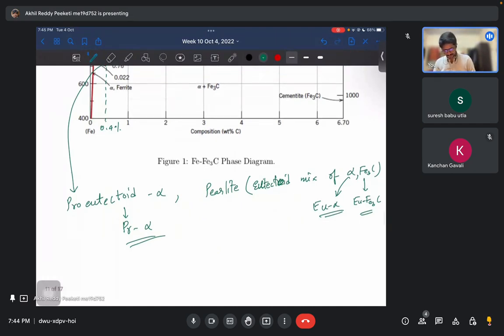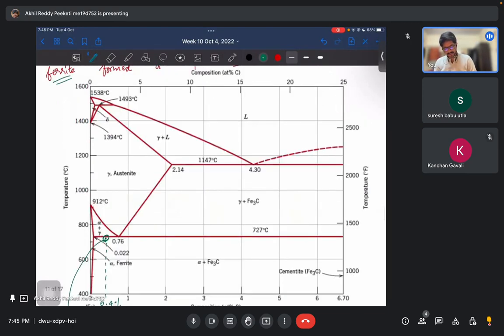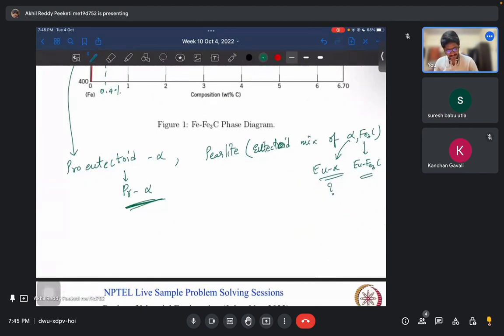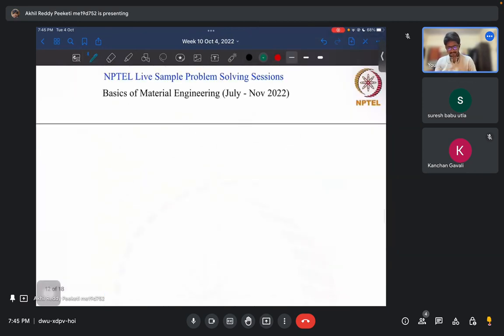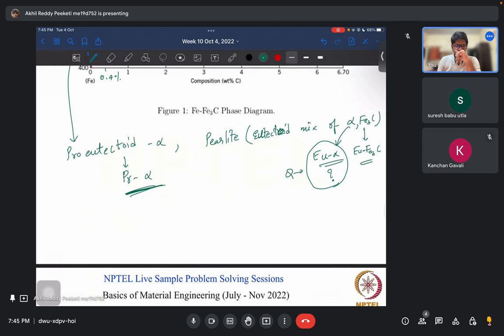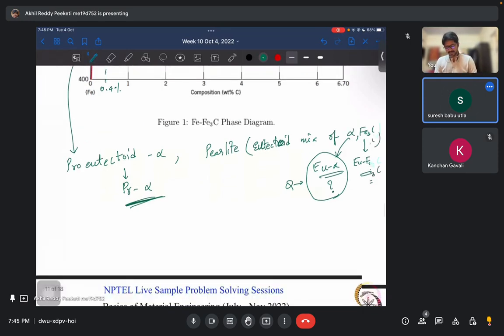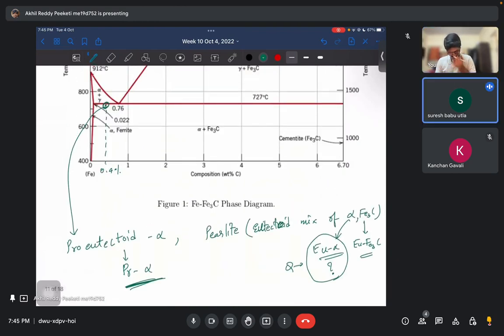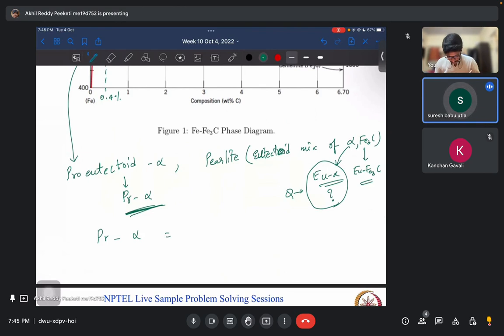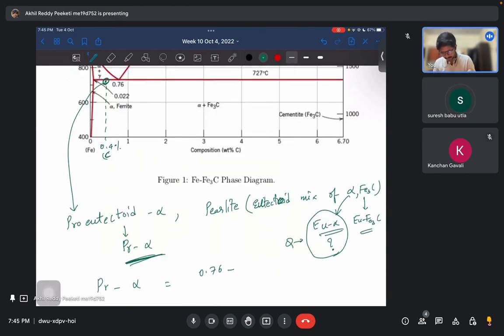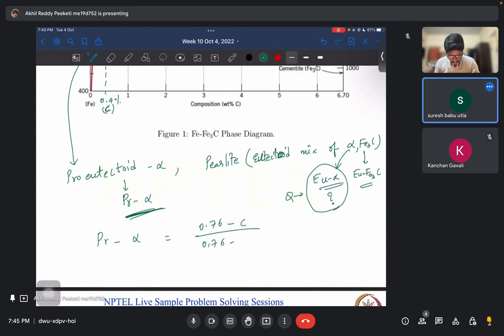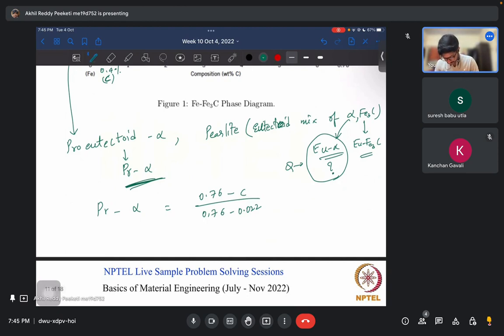Okay. So now, how can we get this? They are asking only eutectoid ferrite. So is there a way that we can get that? Can you tell me how much is PR alpha? That composition, let's take it as C, okay? So this much should be pro-eutectoid alpha, right? How much would be pearlite? Yeah, it is 1 minus PR alpha.